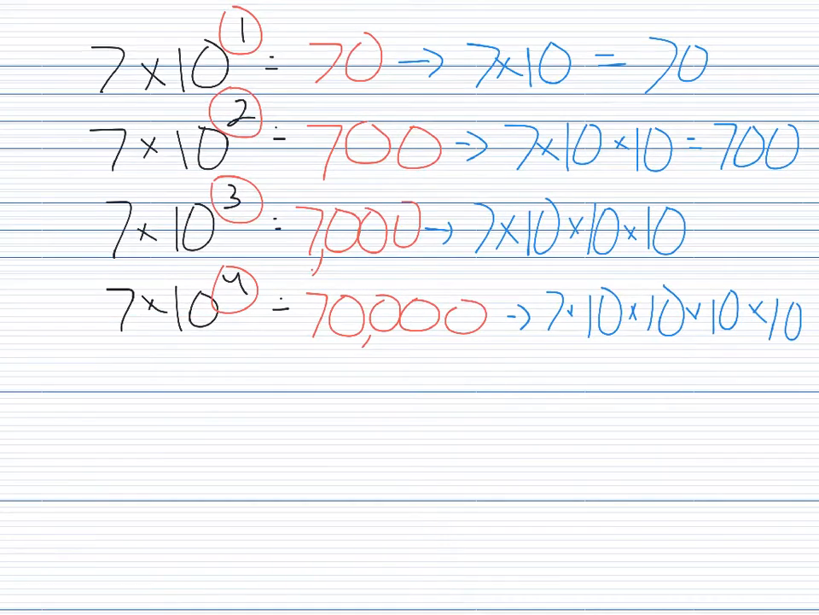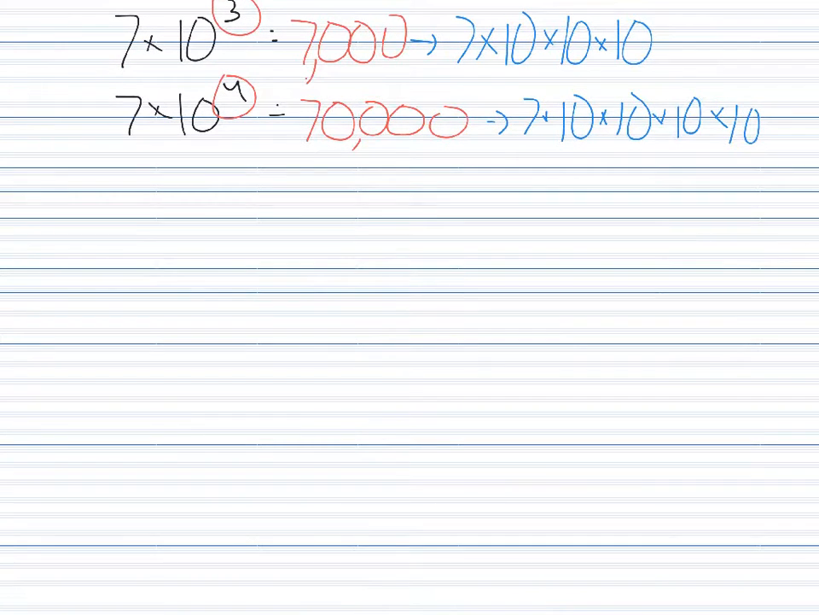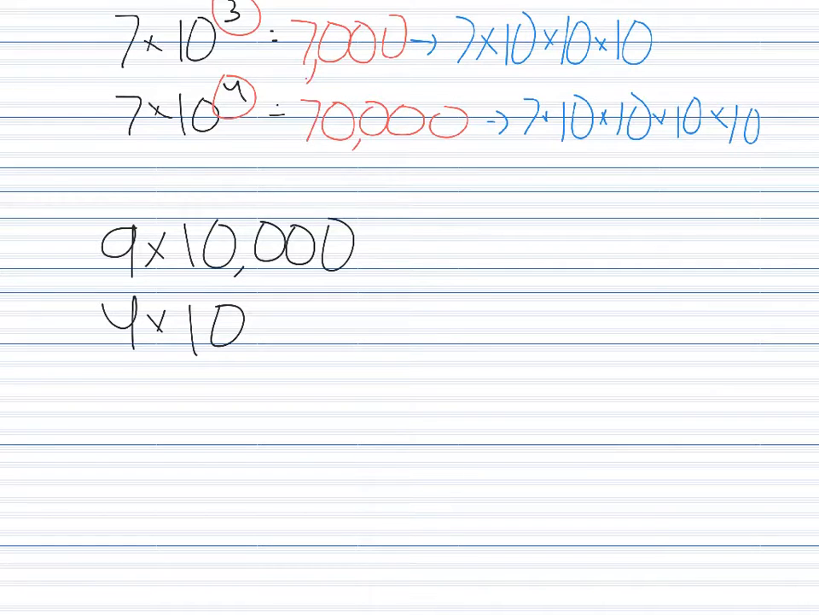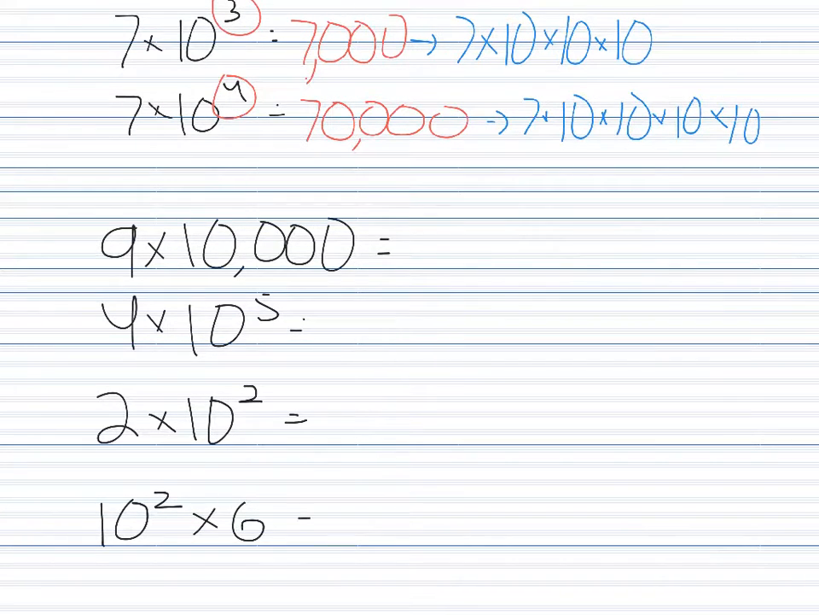Now on the right hand side, it is 9 times 10,000 equals what? And the second one is going to be 4 times 10 to the 5th power. And then the next one is going to be 2 times 10 to the 2nd power. And the last one is 10 to the 2nd power times 6. So let's get started on this.